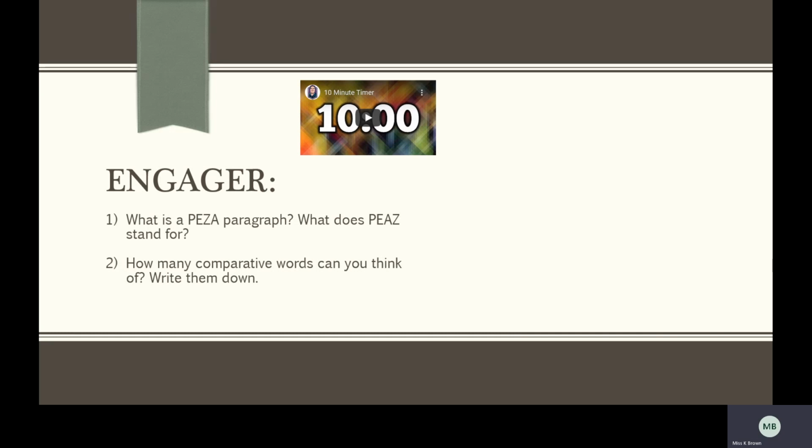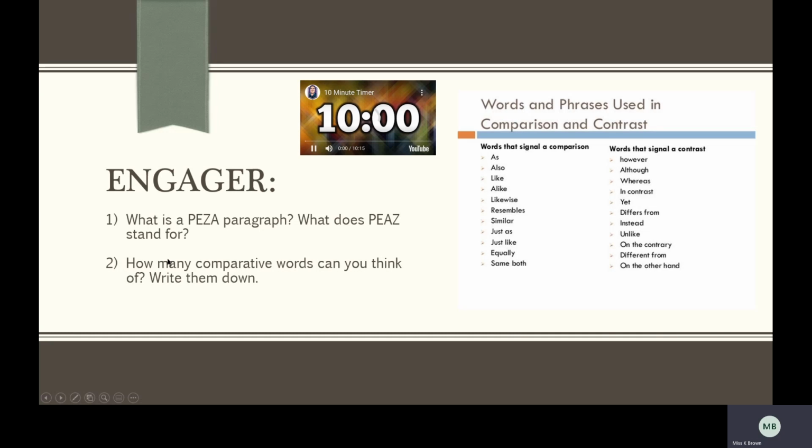Okay, everybody, hopefully you have written down what you think a P stands for, and we'll come to that in just a moment. But you've also written down as many comparative words as you can think of. These are the comparative words that I came up with. So we've got ones that are looking at things that are similar, and ones that are looking at things that are different.